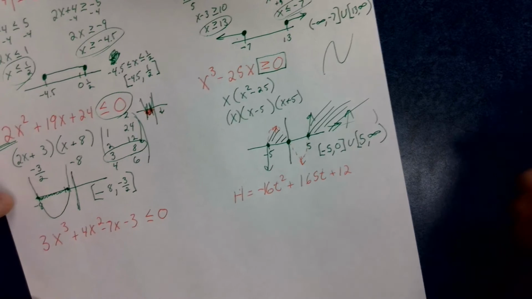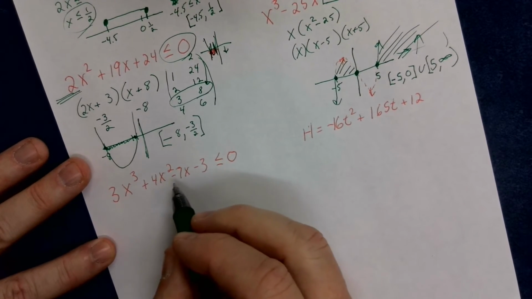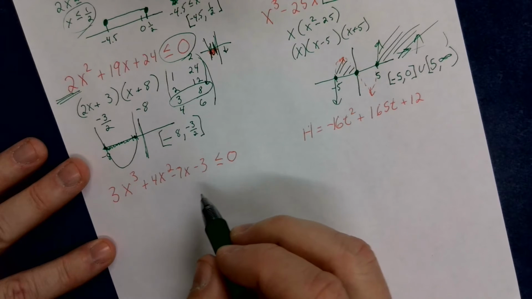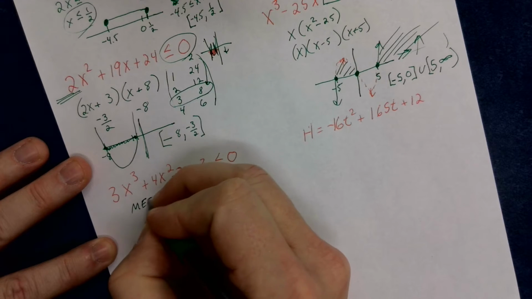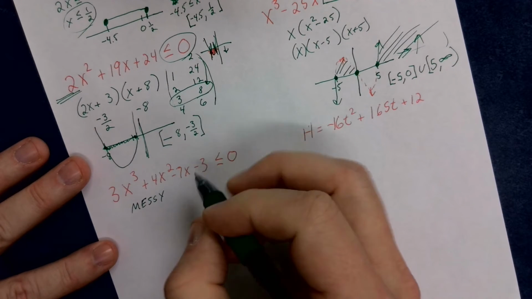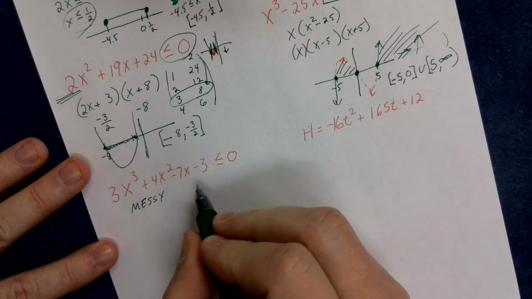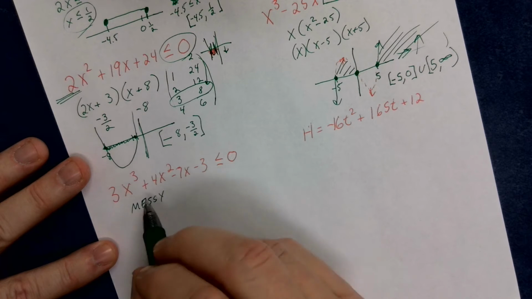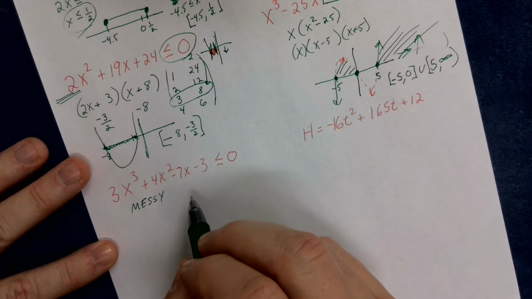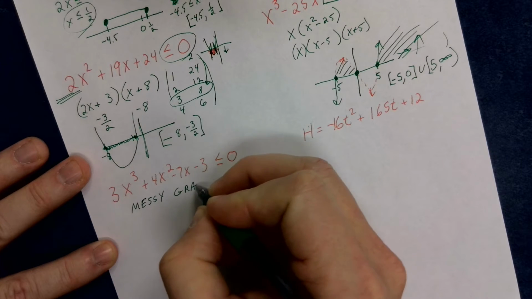Okay, so this one right here, 3x cubed plus 4x squared minus 7x minus 3, it looks messy. So what we're going to do, if we can't factor it, and I'm going to say that we're not able to factor this one, that doesn't mean we can't factor any cubic ones. We might be able to, but this one's looking a little sketchy. We are going to go ahead and use our graphing calculator.